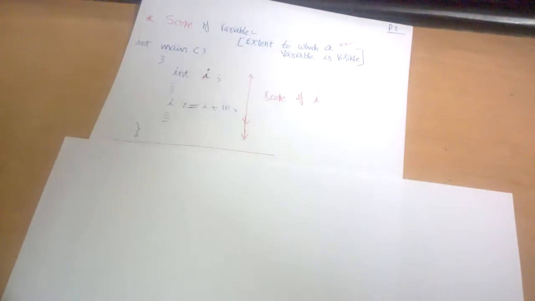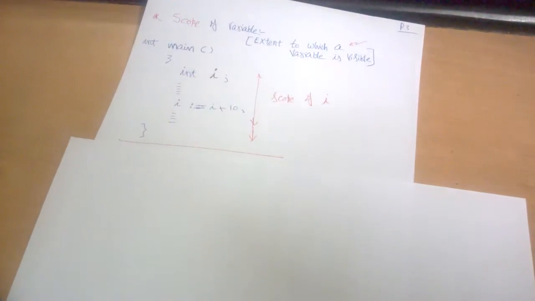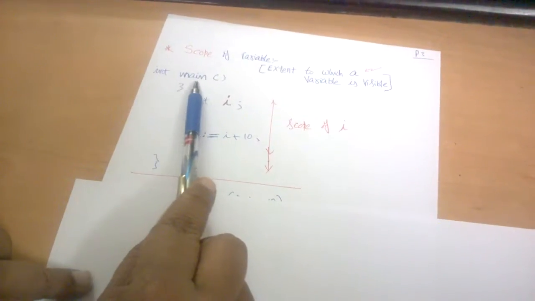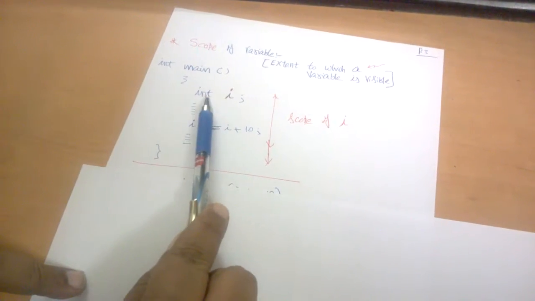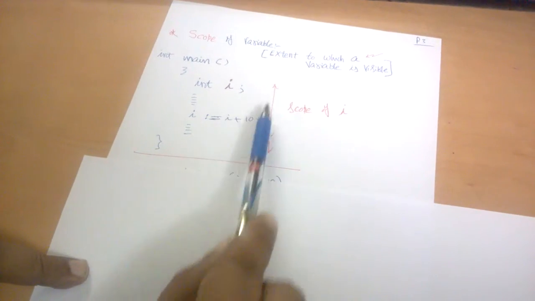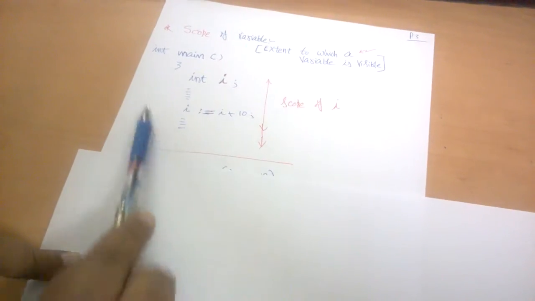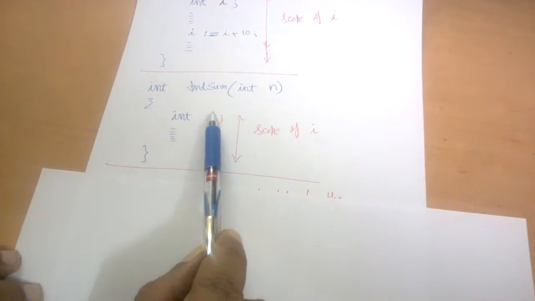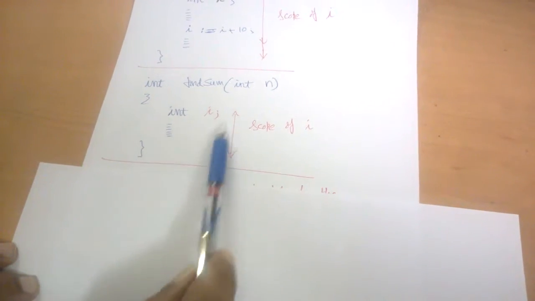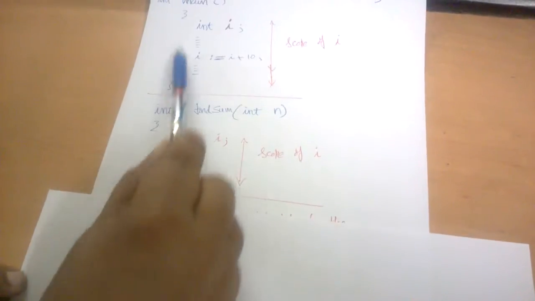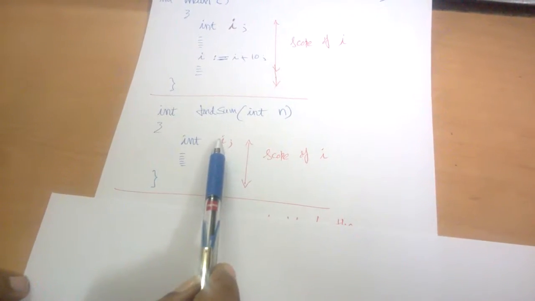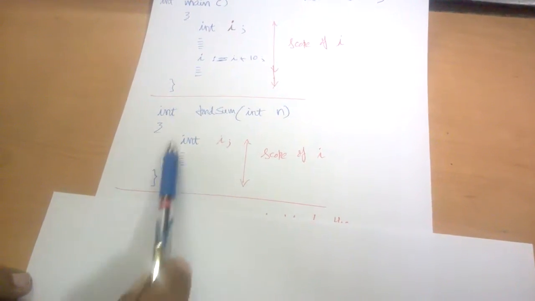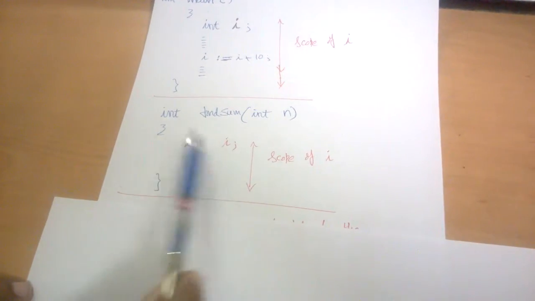Up to the end of the program, or up to the end of the particular function in which this variable is defined. That's what we have here. This is the main, and then we have integer i, and then its usage. This is the scope of the variable i. Similarly, there is another function, find sum. Here, the scope of this i is this entire function. So this scope is limited to the function main, and this variable i is limited to the function find sum, which is this area.